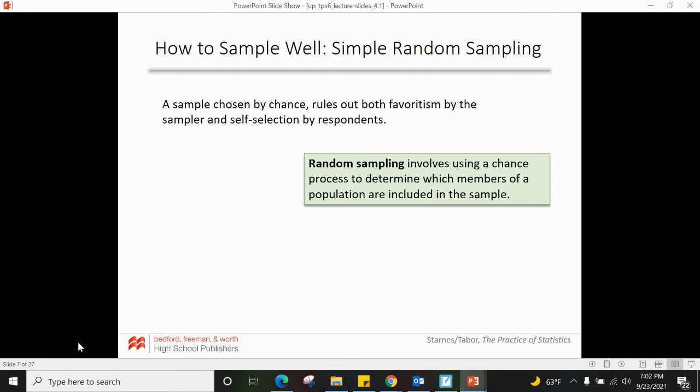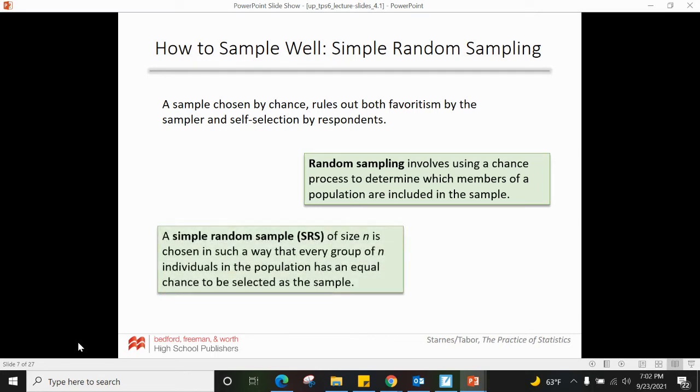Random sampling involves using a chance process to determine which members of a population are included in the sample. A simple random sample of size n is chosen in such a way that every group of n individuals in the population has an equal chance of being selected as the sample. Make sure you write that down, because it's very common that they ask a question like this on the AP test, trying to get you to remember the definition of a simple random sample. We abbreviate simple random sample as SRS, and a lot of people will just call it an SRS, and it means that every group of individuals has an equal chance of being selected in the sample.